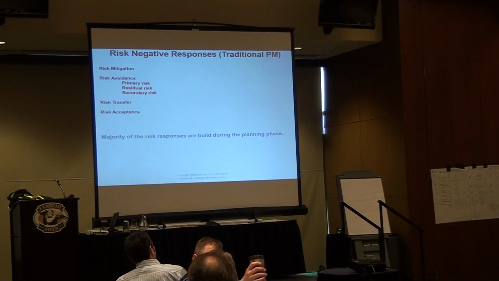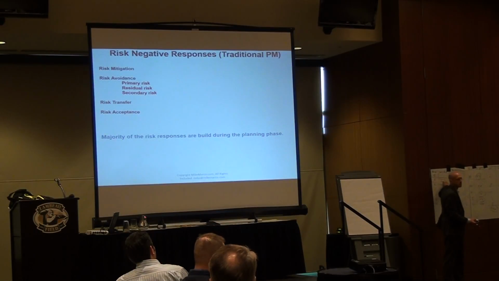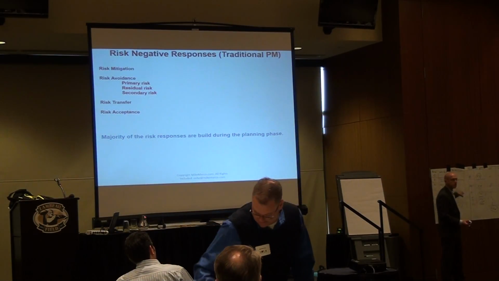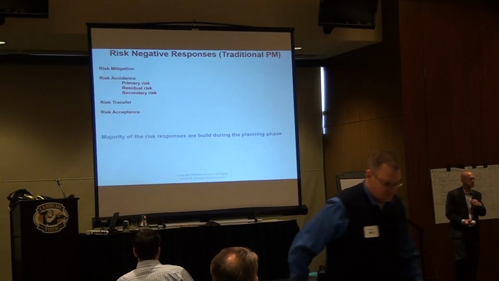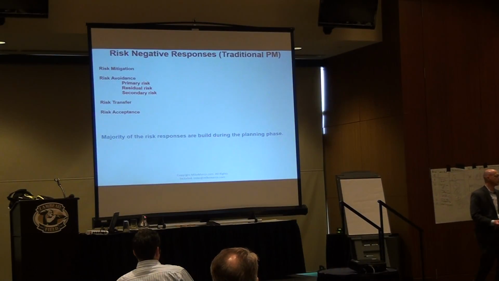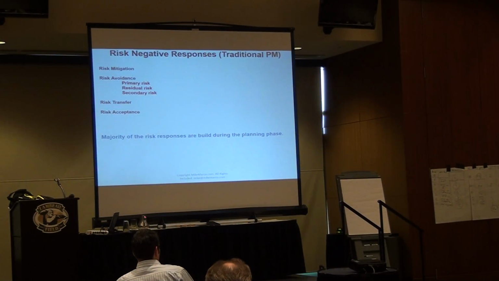Primary risk is like, okay, I have a change requirement. That's a primary risk. What is the residual risk? Residual risk is a result of your response to the primary risk. So you respond to the primary risk and there are leftovers. The leftovers are residual risk. Secondary risk is when you respond to the primary risk, and then as a result of that response, you have a completely new risk.